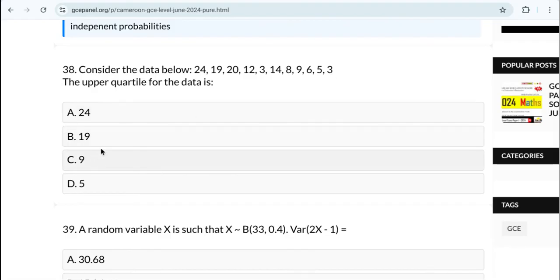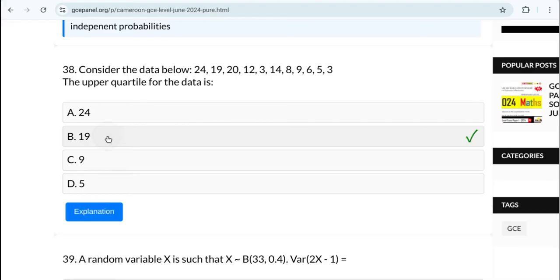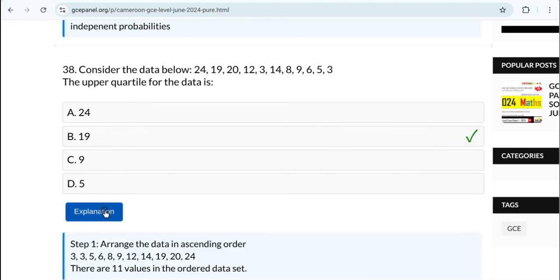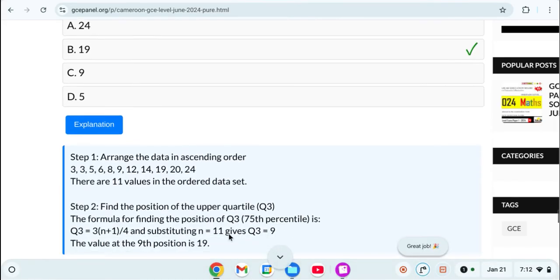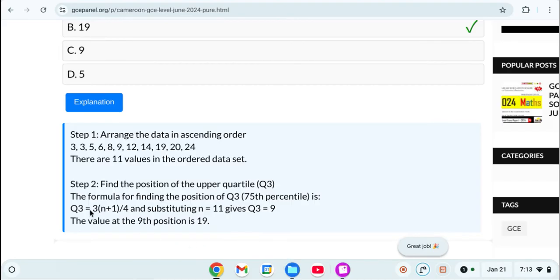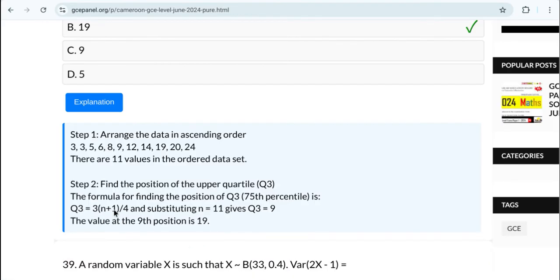So let's see how we are going to get that. We first of all arrange these data points in ascending or descending order. Since you're talking about the 75th percentile, arrange in ascending order. Okay. So since there are 11 of them, the third quartile will occur at (n plus 1) over 4 times 3. That is 3 quarters of (n plus 1), right? And that score is going to be the 9th score.